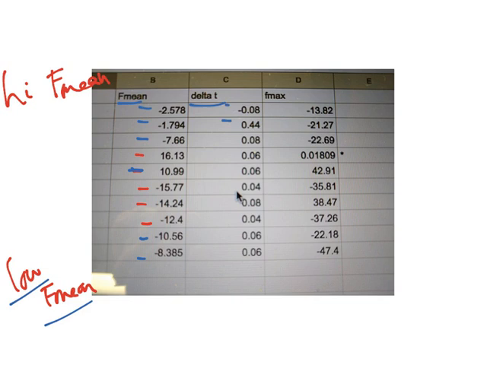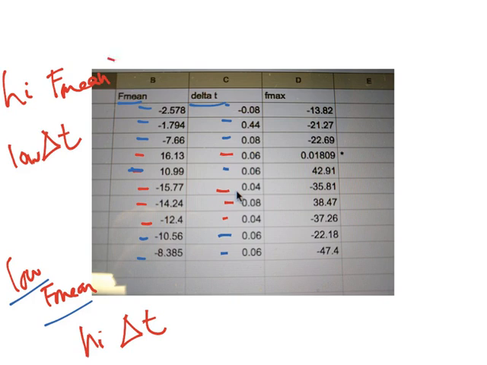And again, we're seeing the same trend. On the low numbers, at the lowest, they're 0.6. For most of your high numbers, they're at about 0.04. So again, a low mean meant a high delta T, and this meant a low delta T. So they are inversely proportional.